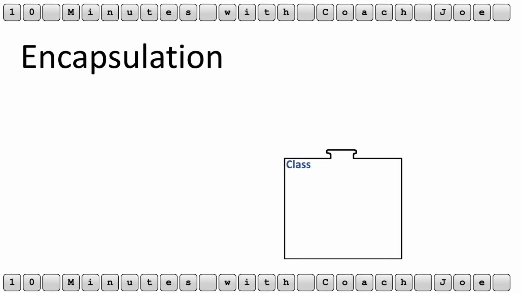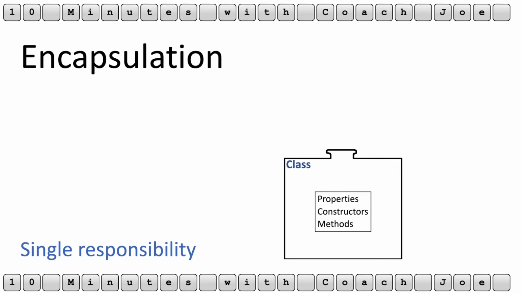Encapsulation. If you're creating a class, you're doing encapsulation. Inside the class could be constructors, properties, and methods. The properties are the data fields and object state. The constructor and methods are the behavior. The contents of this class is a single unit with a single responsibility.